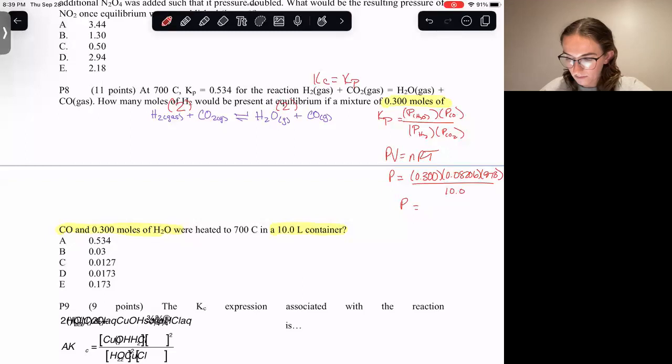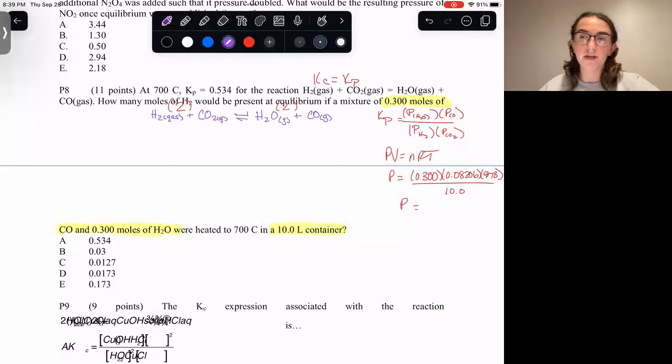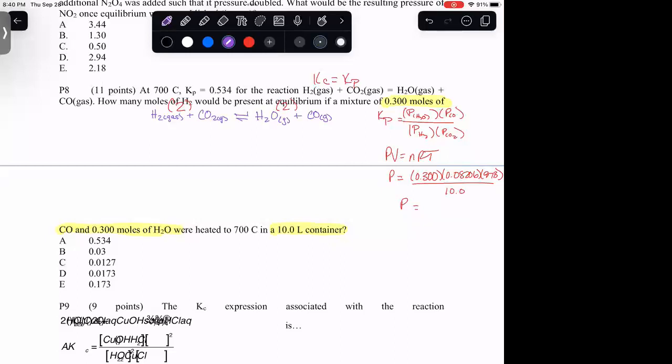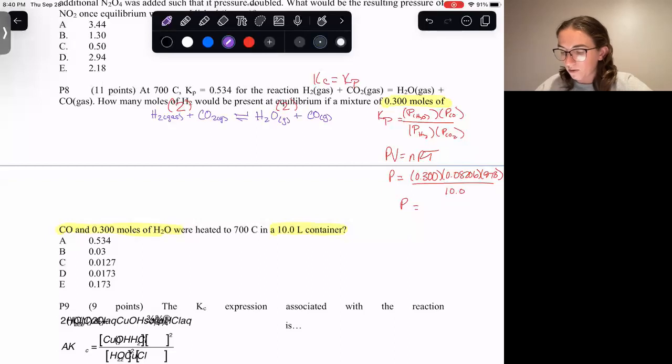Okay. So you can either find a pressure like we did in red, or we can continue in purple and just use our Kc concentrations. Which way do we want to do? Do we want to use pressures or do we want to use concentrations? Can we do pressures since they won't always be equal? Sure, absolutely. Okay, so what is the pressure that we get from the 0.3, the 0.08, the 973, and the 10?